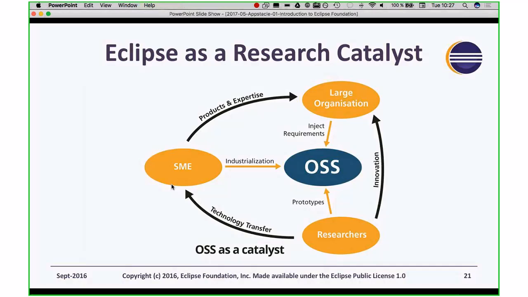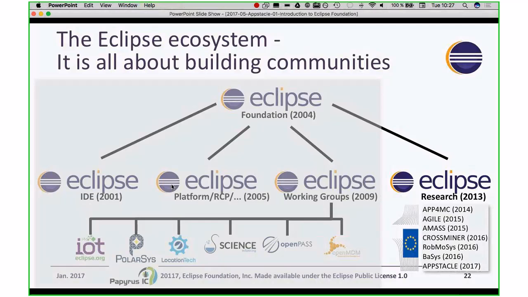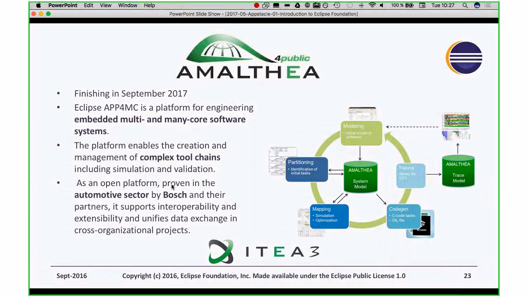You still have access to the source code, and you will be able to ask, for example, another SME to take care of your code. So it's very important to have this kind of fair relationship where everybody contributes to the same open source project. As I mentioned, we are participating in different projects.